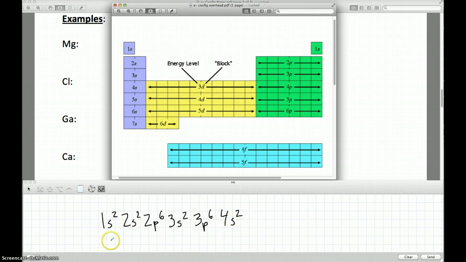So again, these electron configurations tell us where exactly those electrons are. First ring has 2, second ring has 8, and they're divided up into 2 orbitals, the s and the p orbital. Third ring has 8, and again they're s and p orbital. And fourth ring has 2.